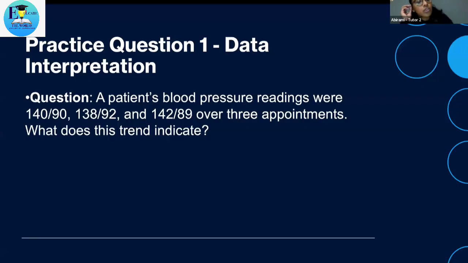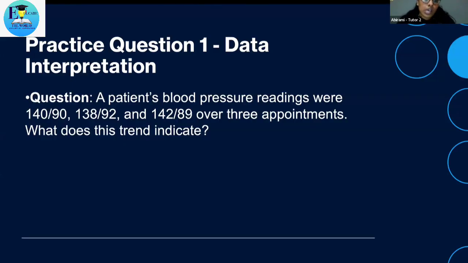Yep, so the first one. I just want to say something before: you're not expected to have any sort of clinical knowledge for an MMI or for a medical school interview. It's more about how you interpret the data. So even if you get a question talking about diabetes, or for example, this one's about hypertension, don't worry if you don't know anything about that condition, it's how you interpret it.